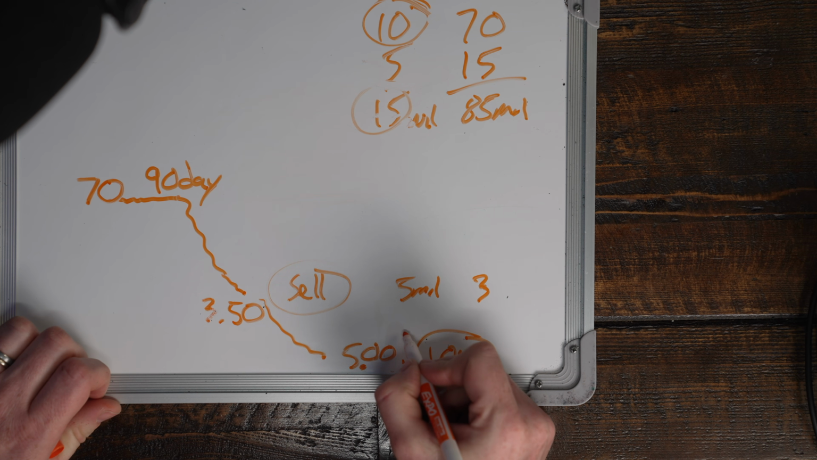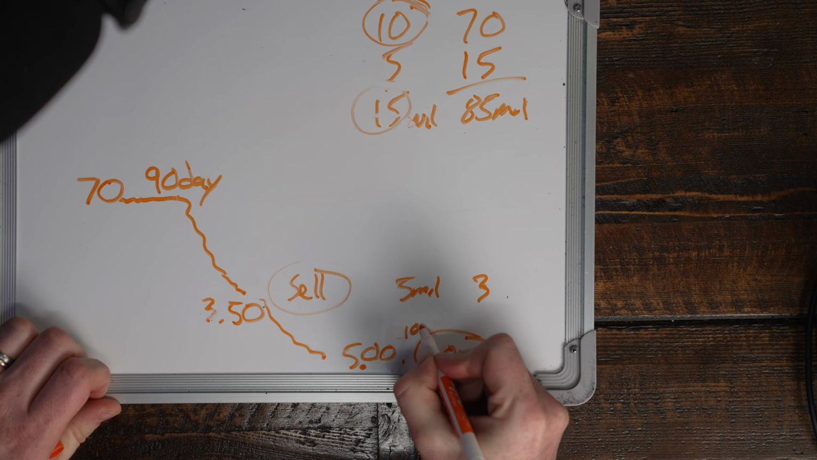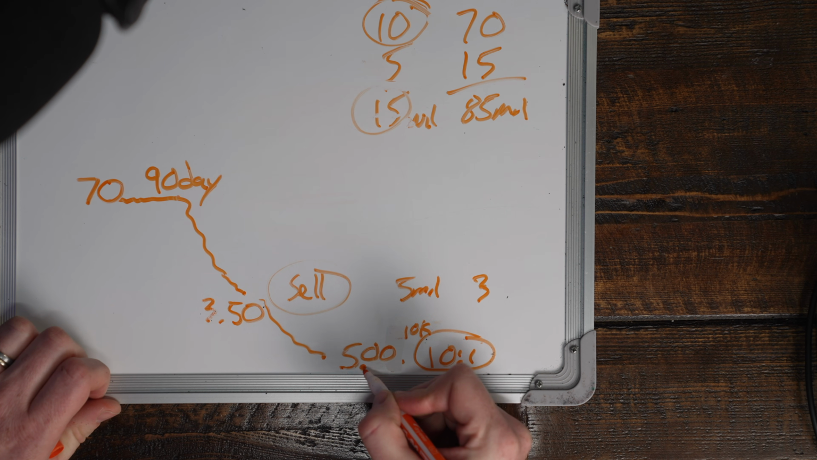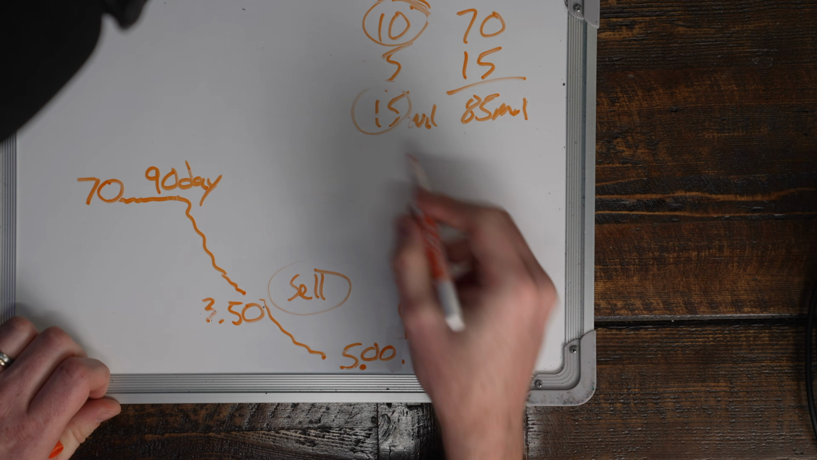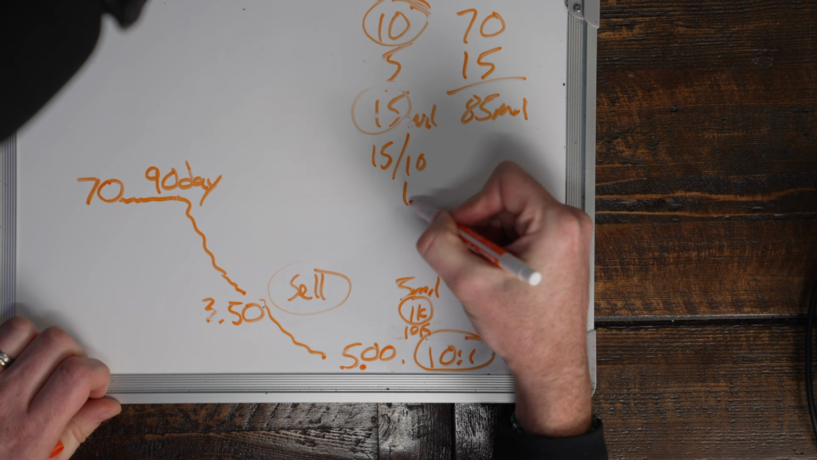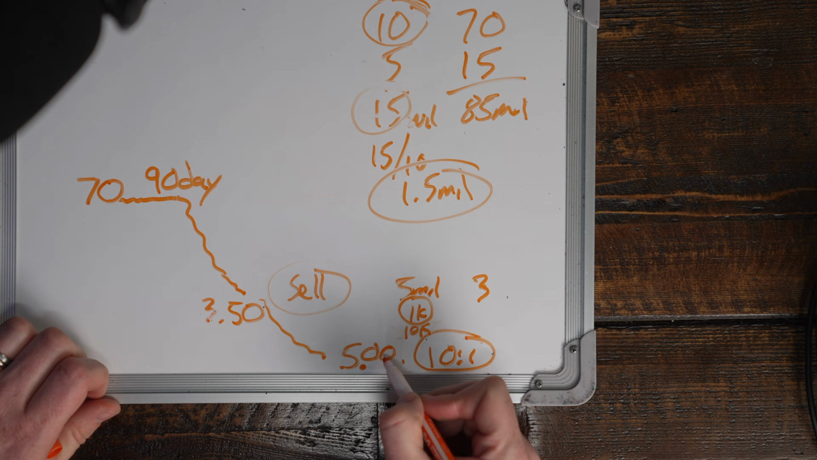So if you were holding 10,000 shares of this at 50 cents, the next day you log in, it's at $5 a share. You're like, oh my gosh, I'm up a ton. But now you realize you're only holding 1,000 shares. So the float has just gone from 15 million shares divided by 10, 1.5 million shares. And then the stock is at $5.